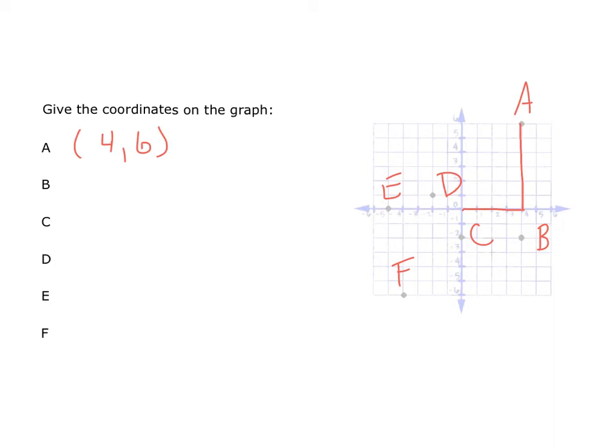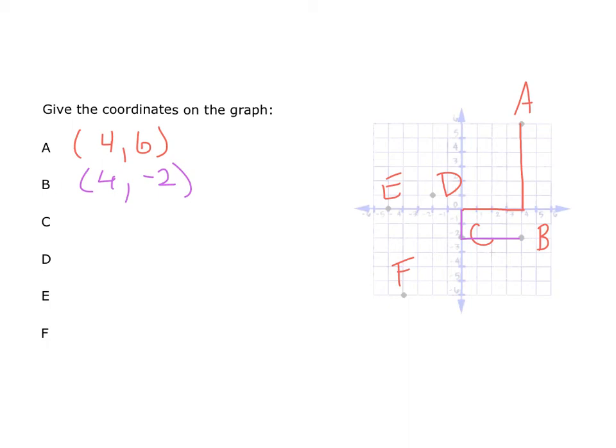Point B. Same deal, we're going to start from the origin. Point B, it looks as though I have to go down 2 to get there, and then over 4. So I went 4 to the right, so I know that that's going to be positive 4 as well. But then I had to go 2 down. So it would be 4, negative 2.